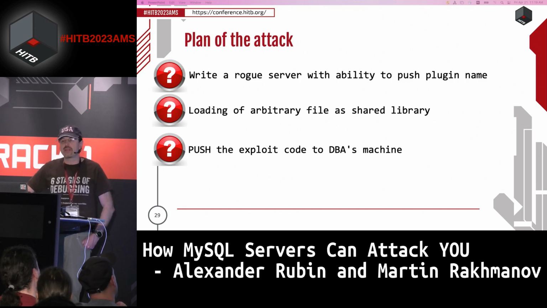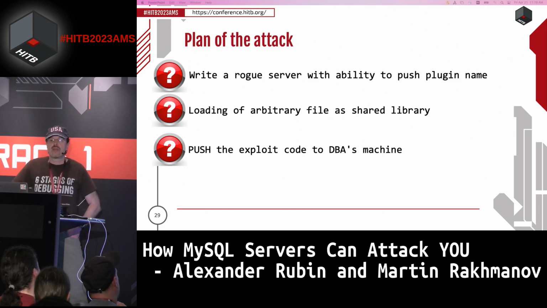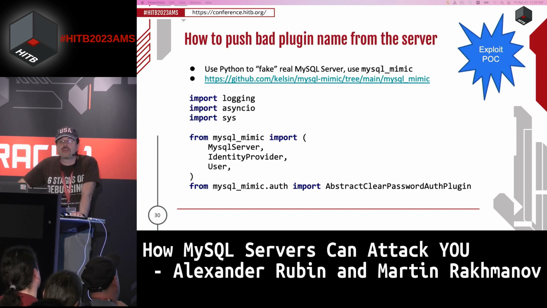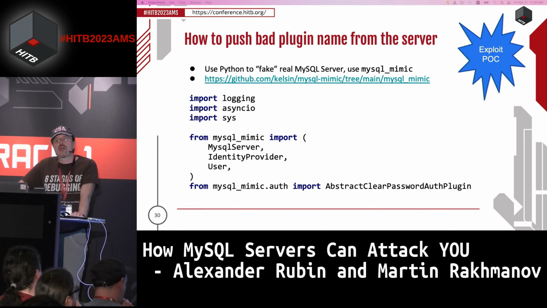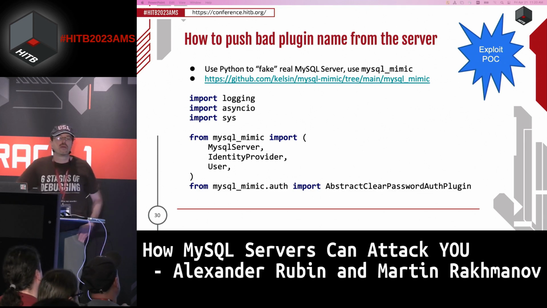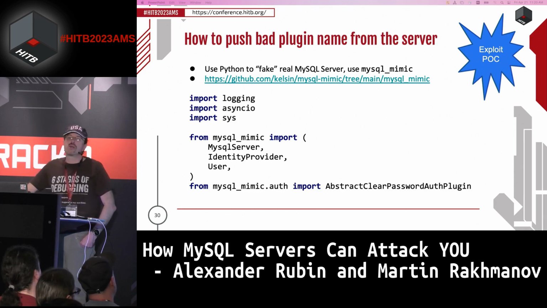So this is our plan of attack. First of all, we need to write this rogue server. Then we need to somehow make the client load that library. And then finally, we need to push the exploit code to your machine, to the DBA's machine. So let's start with the server. I use this Python code, a fake server. I use the MySQL mimic code.